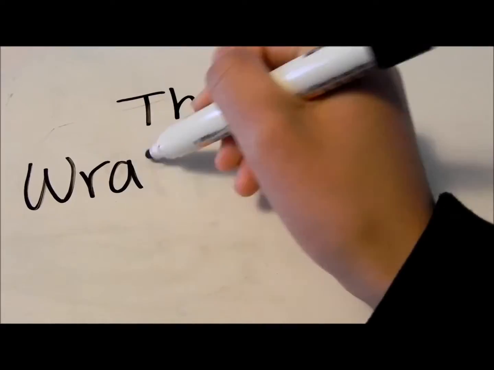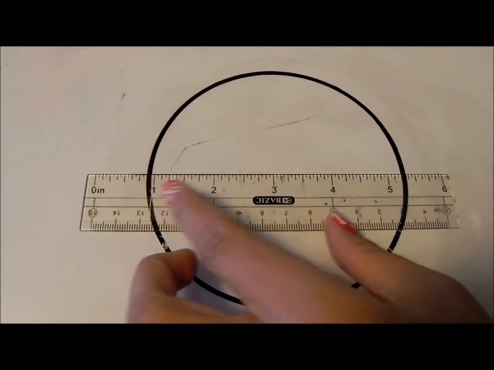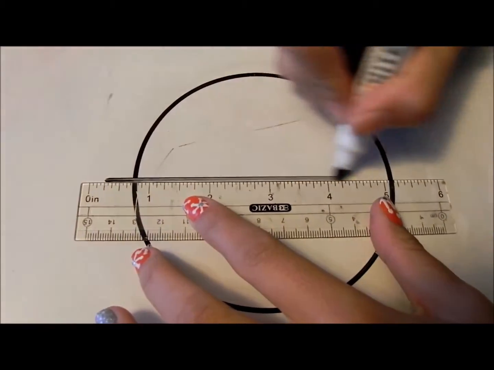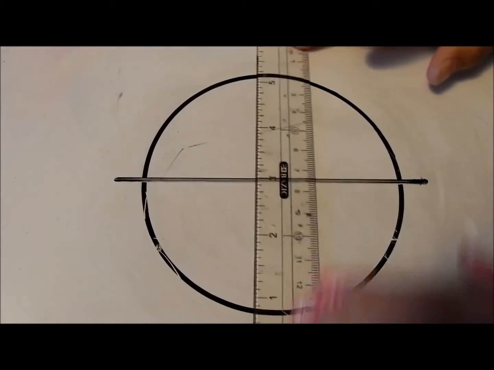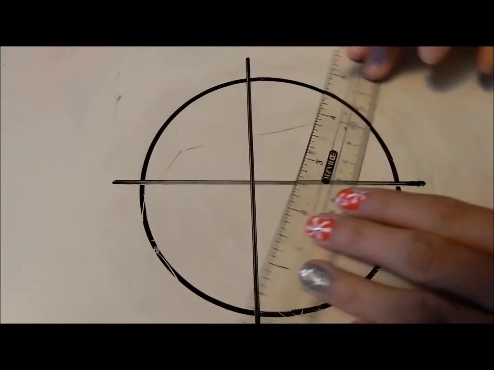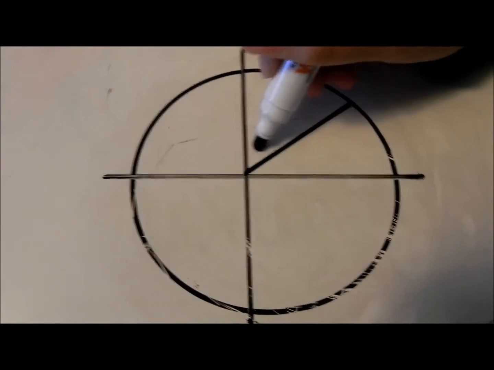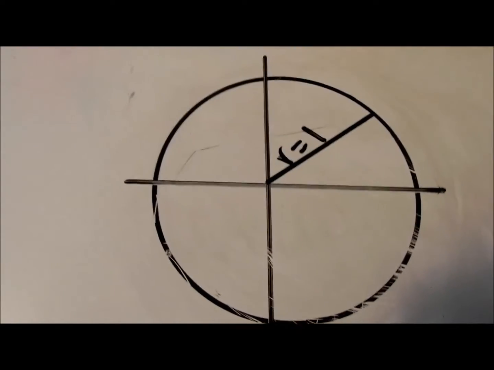The wrapping function. This circular function is called the wrapping function, where the domain is the set of real numbers and the range is the set of points on the unit circle. By the unit circle, we mean the circle with a radius of 1 with the center at the origin of a coordinate system.